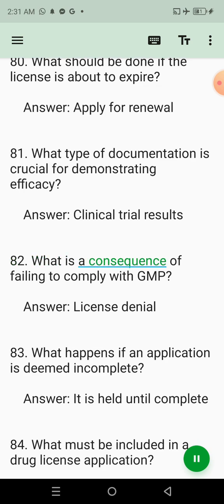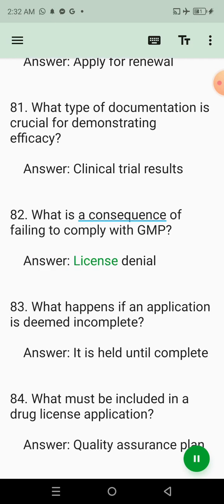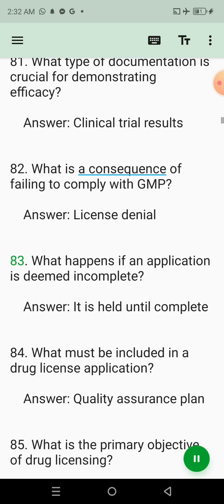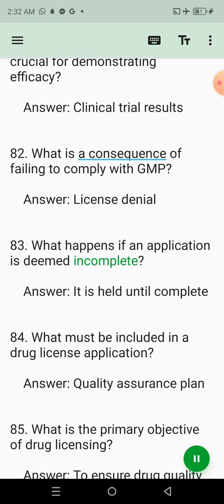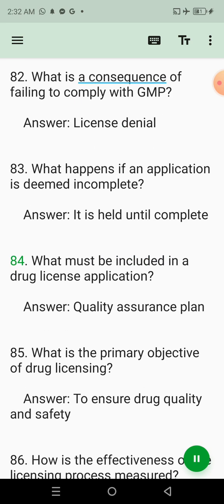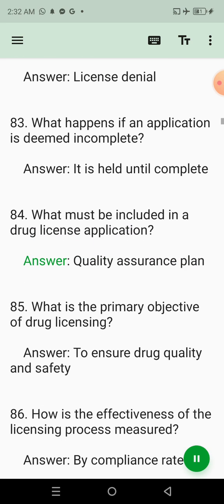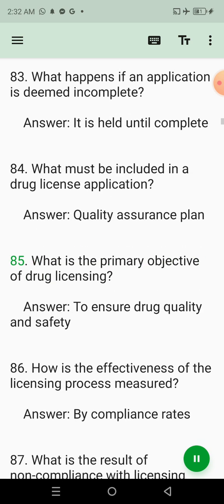82. What is a consequence of failing to comply with GMP? Answer: license denial. 83. What happens if an application is deemed incomplete? Answer: it is held until complete. 84. What must be included in a drug license application? Answer: quality assurance plan.